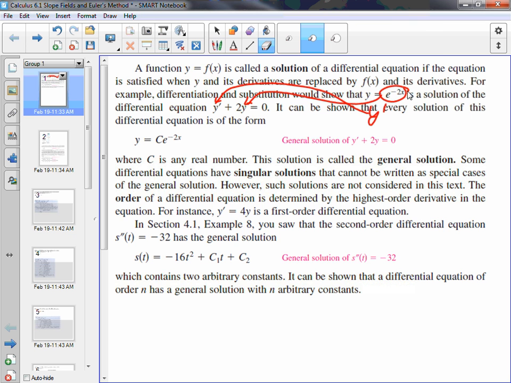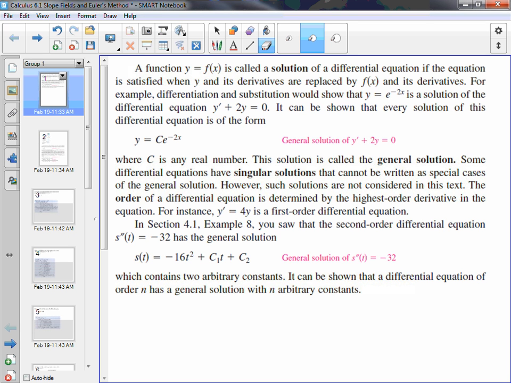It can be shown that every solution of this particular differential equation is of the form y equals c e to the negative 2x, where c is any real number. When books, especially math books, say things like it can be shown, it means they're not going to show you right now, but it's fairly well established that this is accurate, because sometimes the showing would distract you from the bigger point. This solution is called a general solution. We've used that, haven't we? When we had the c in there, we call those general solutions.